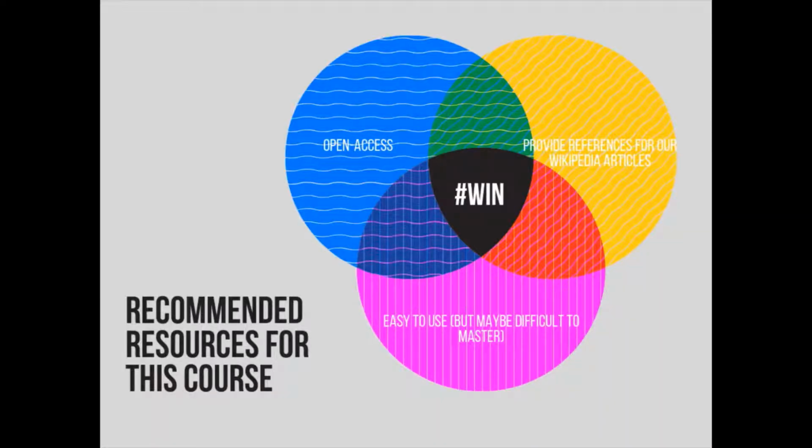For a time-compressed course such as this one, I'm going to just promote the use of a handful of resources, as they meet these important criteria. Open access to everyone in this classroom. The resources must also lend themselves well to providing references for our Wikipedia articles. And these resources, I want them to be easy to use. That doesn't mean they are easy to master.